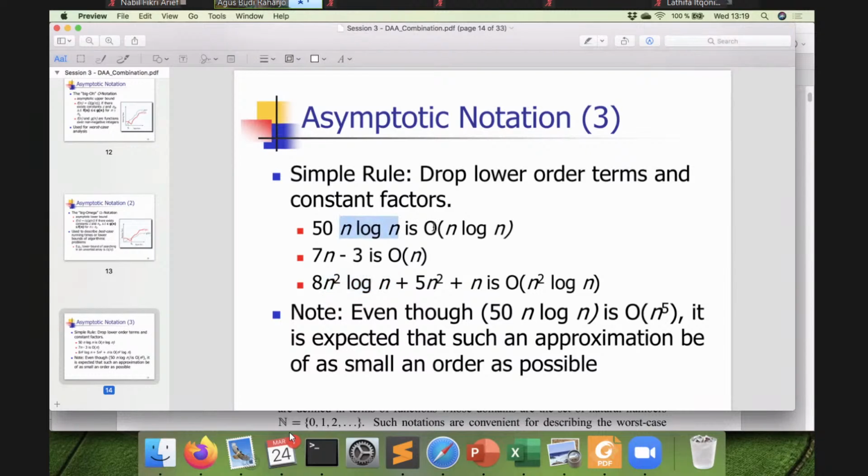This one is n log n, so we consider only this one. This one is only n, so we drop this one constant and this one constant. Okay, we got n log n. For this one, we got n square log n. As you can see, this is n square multiplied by log n plus 5n square plus n. So we drop this one and we drop this one, and this one is big O. So this is the approximation or asymptotic approach we talked about.